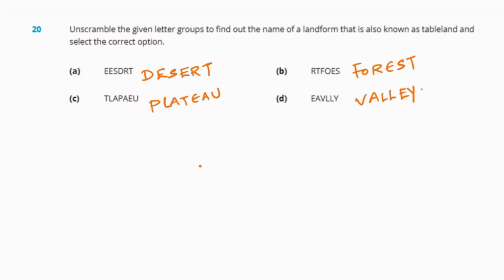So here we have desert, forest, plateau, and also valley, right? So we can say that a plateau is a highland that is flat on the top side, and it is also called tableland.